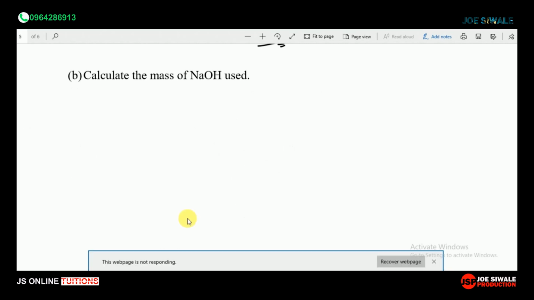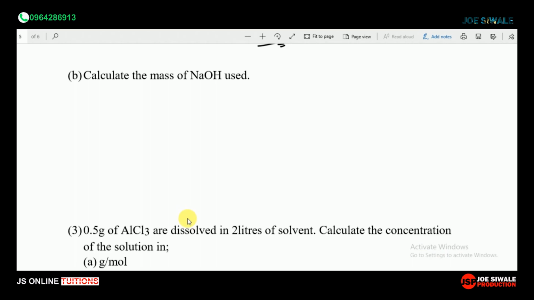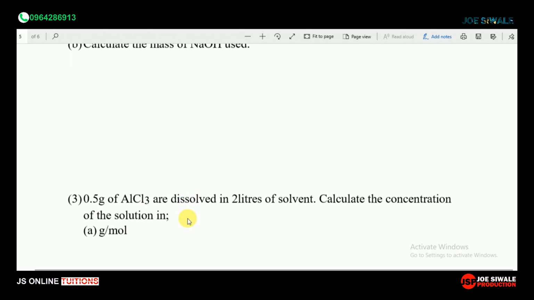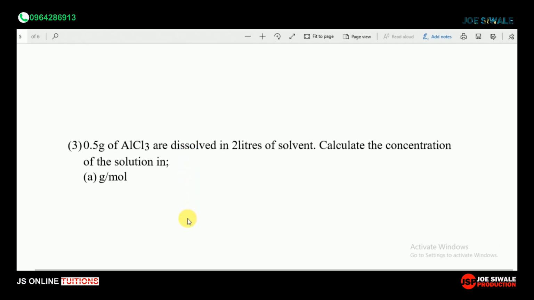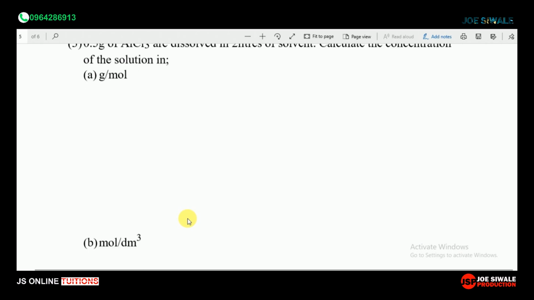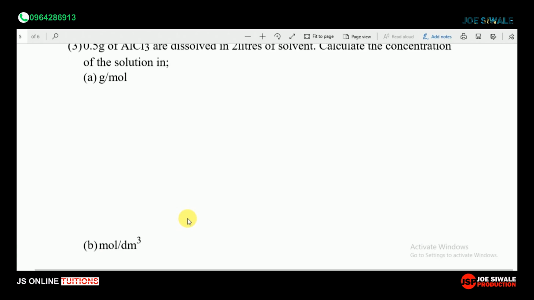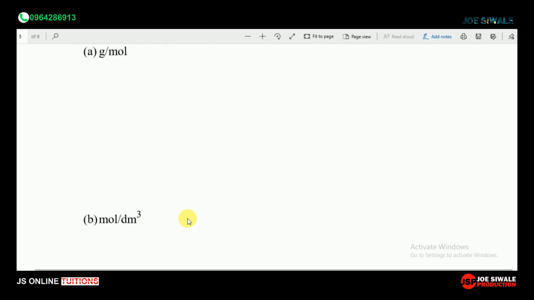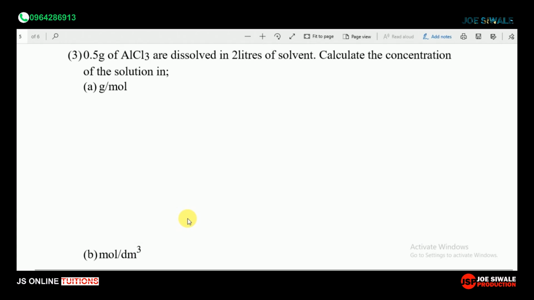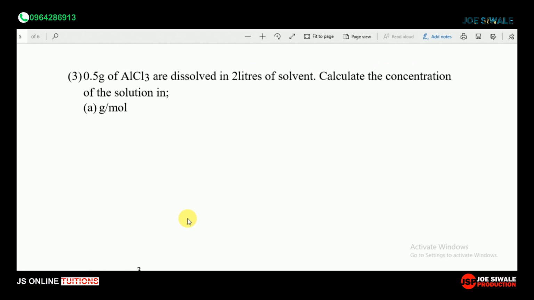Then question B reads, calculate the mass of sodium hydroxide used. So make sure you find this one. Also question 3 reads, 0.5 grams of aluminum chloride are dissolved in 2 liters of solvent. Calculate the concentration of solution in A gram per mole, then B mole per cubic decimeters. Also make sure you find this question and share your answers in the group.